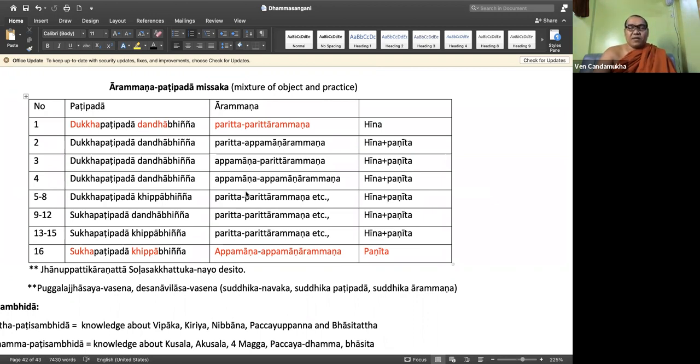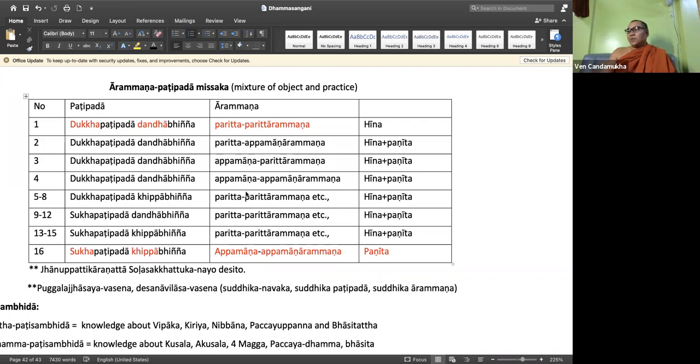So that name is not taken in the Pali text, and the commentary doesn't take that Pali word as a title, but in the text we can find soḷasakkhattukaṃ. Another commentary takes Arammana Paṭipadā Missaka, so the mixture of object and practice. So here you can simply say altogether 16. Dukkhā Paṭipadā Dandhābhiññā Parittā Parittārammaṇa. So the first one and the 16th one. The first one is the lowest, the Hīna.